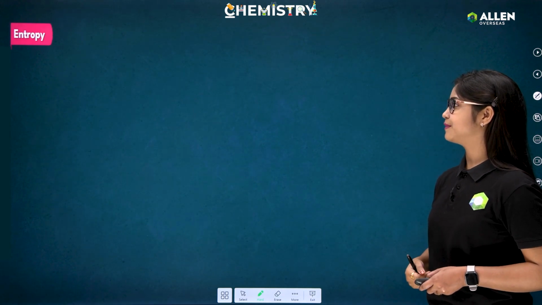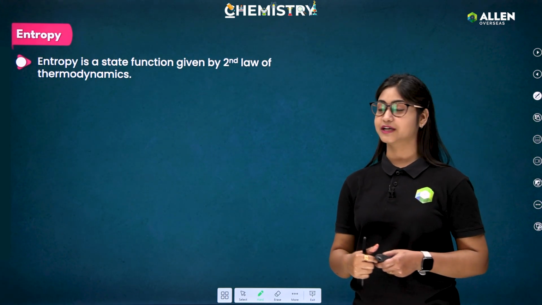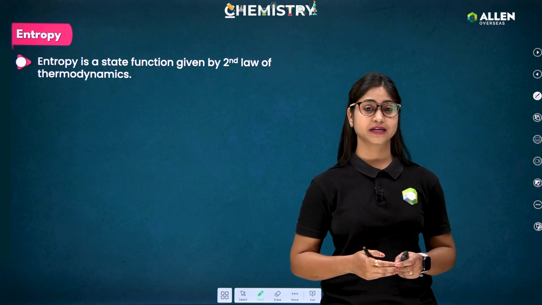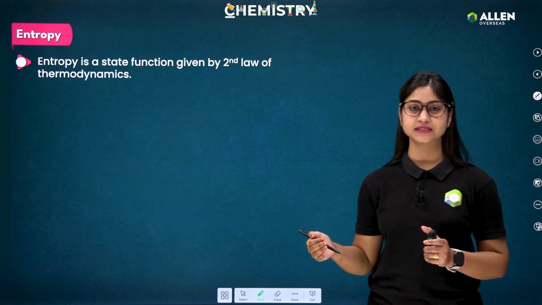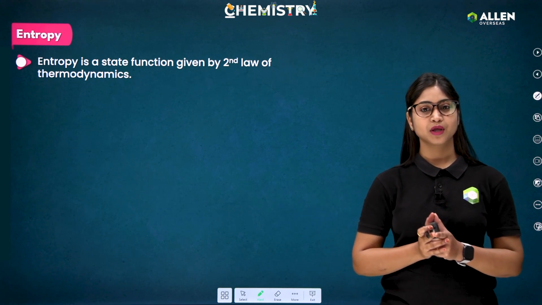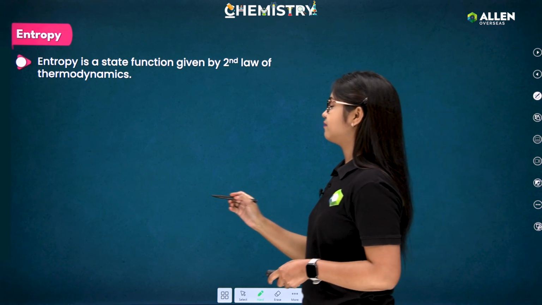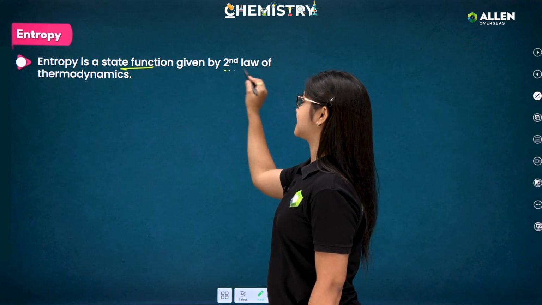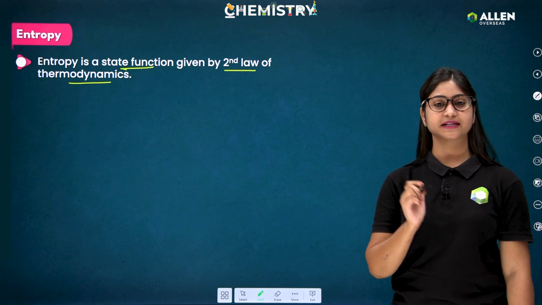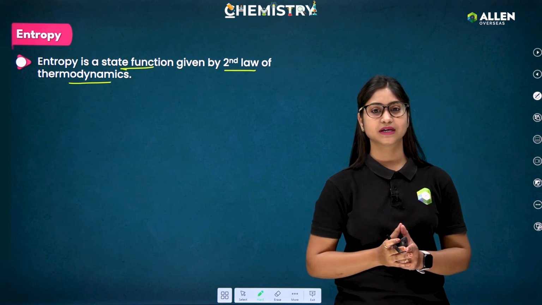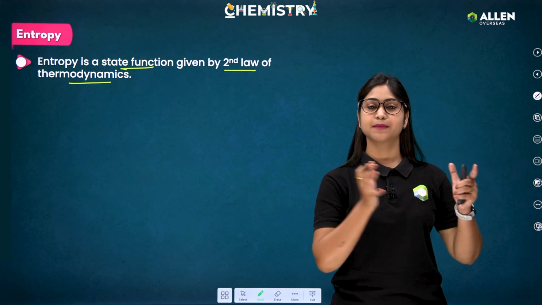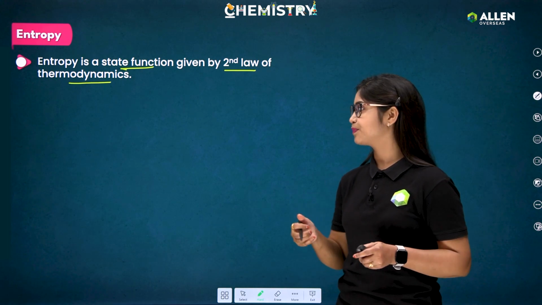Now let's move forward. Let's talk about the next topic, that is entropy. So before going forward and solving the questions related to entropy, we have to understand a few things, like what is entropy, and we have to see the basic formulas of entropy. So let's see. Entropy, we know, is a state function given by the second law of thermodynamics. It does not depend on the path of the process, whatever process is taking place; it depends only on the initial and final states.